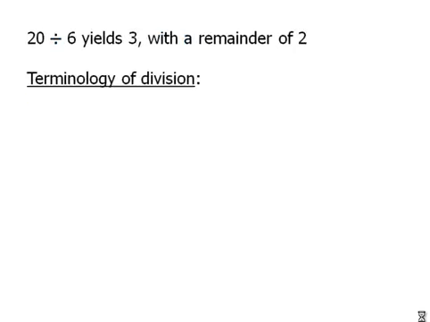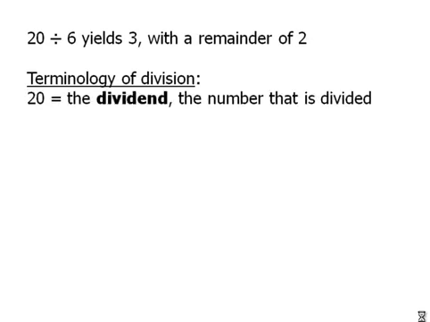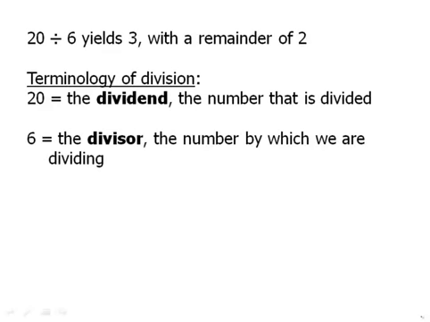Let's talk about the terminology here. 20 divided by 6 yields 3 with a remainder of 2. What are the terms for all these roles? The 20, the number divided, is called the dividend. The 6, the number by which we're dividing, is called the divisor. Now be very careful here.